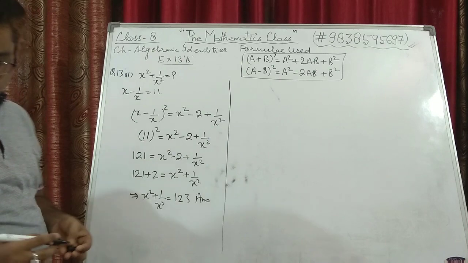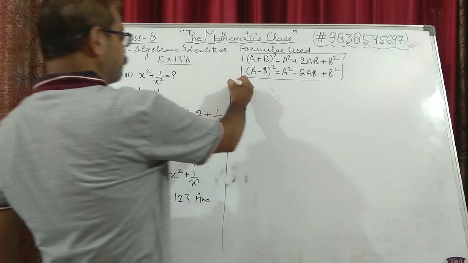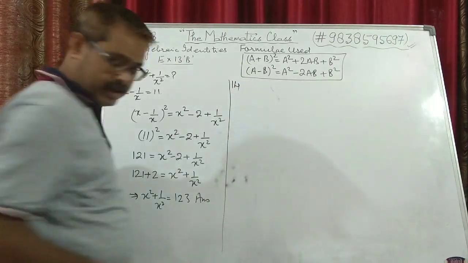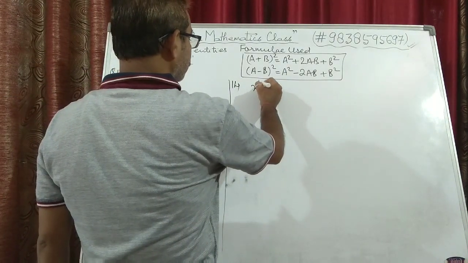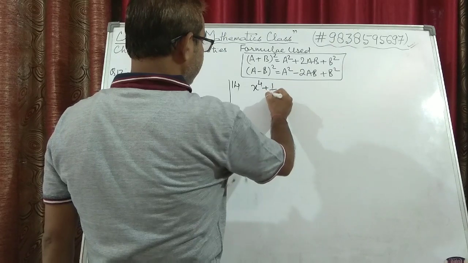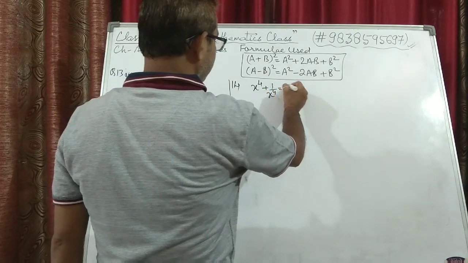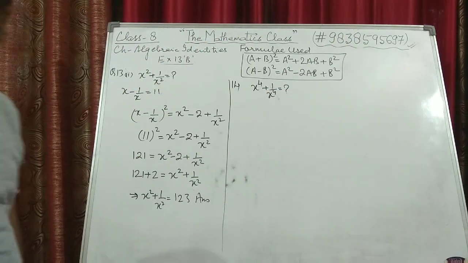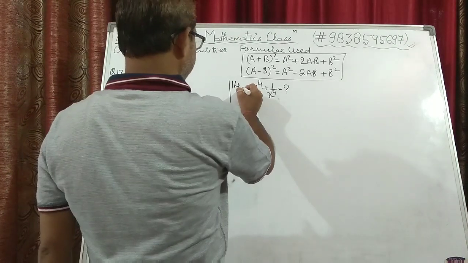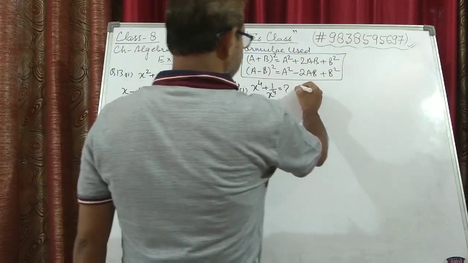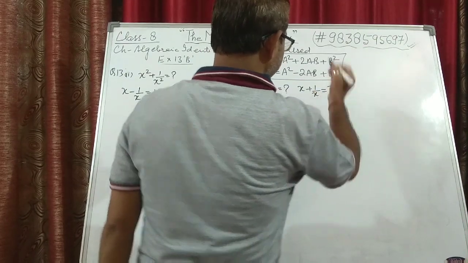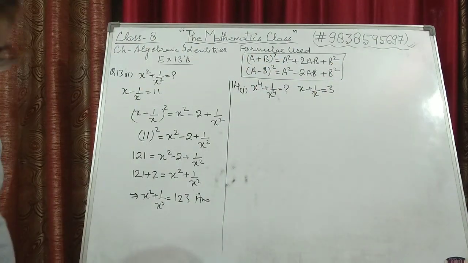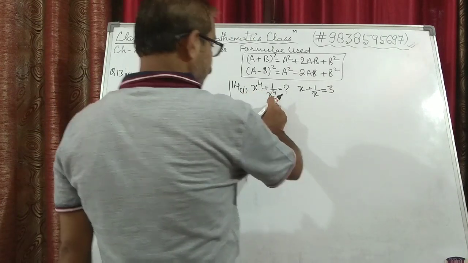Now we move on to question number 14. Question number 14 is: find the value of x to the power 4 plus 1 upon x to the power 4. This is what you have to find out. And what is given, I'll do both the parts. So I'm writing the first part first. That is, x plus 1 upon x is equal to 3 given in the first part. We have to find the value of x to the power 4 plus 1 upon x to the power 4.